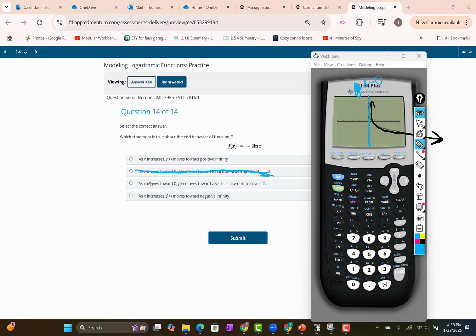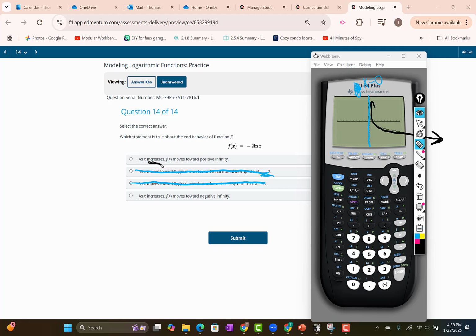It's not choice C because it's saying it's got a vertical asymptote at x equals negative 2. X equals negative 2 would be more over here, shifted to the left just a couple units. And that black line doesn't even really reach that point. It gets stopped by the y-axis before it gets to x equals negative 2. So it's not B, it's not C. So let's tackle choice A next.